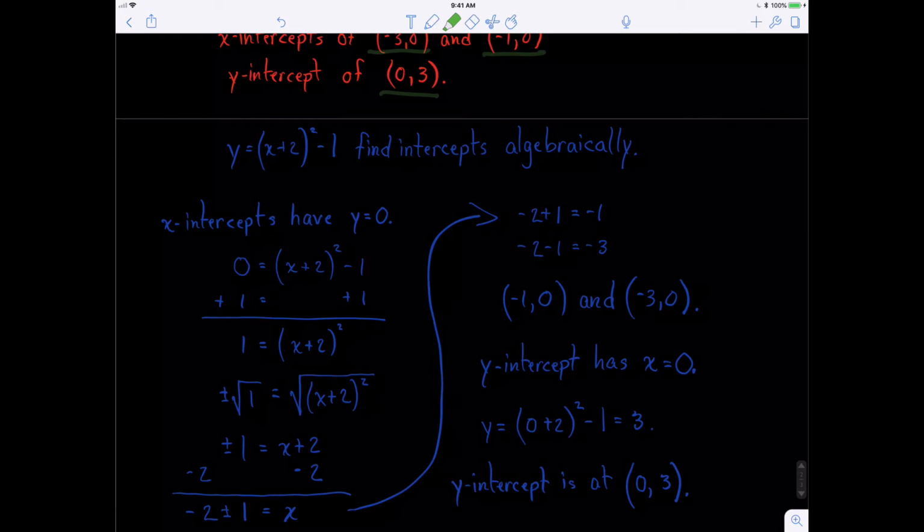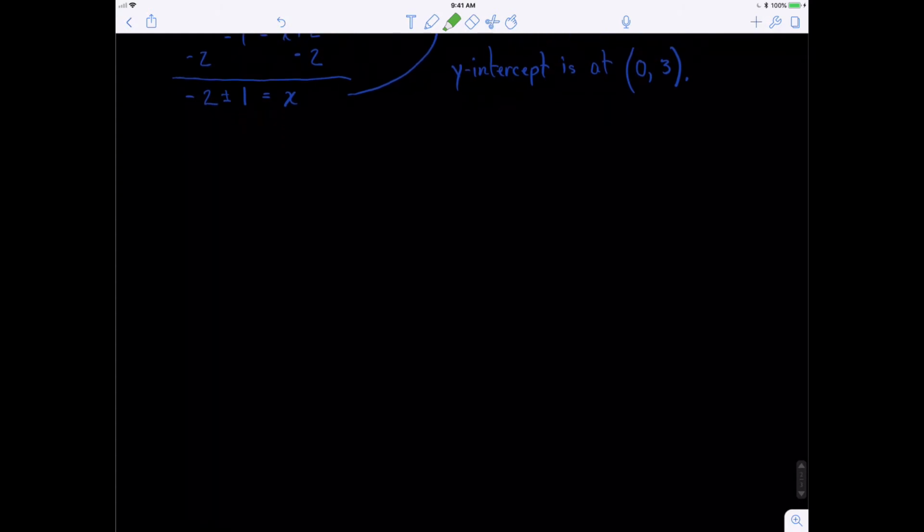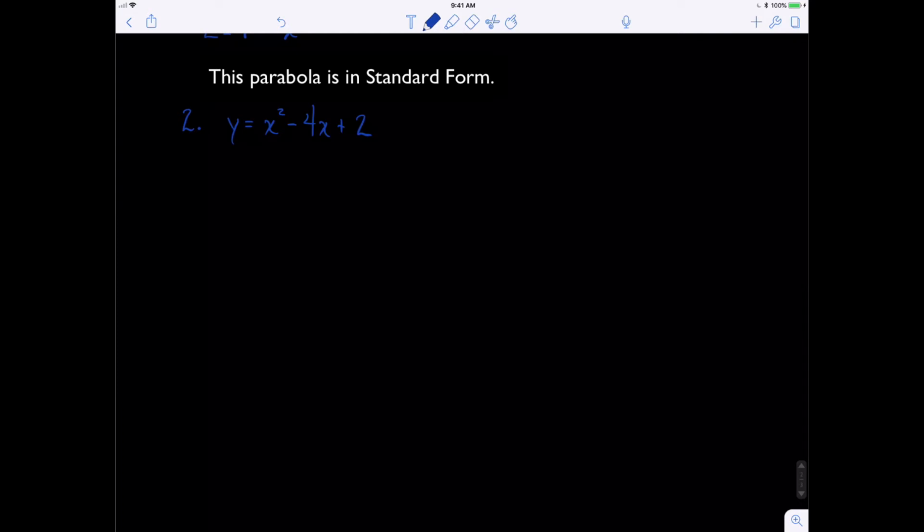There. Now let's take a look at something a little more challenging. This will be our third example, but this is the second different problem. Okay, so here we go. Problem number 2 is y equals x squared minus 4x plus 2.